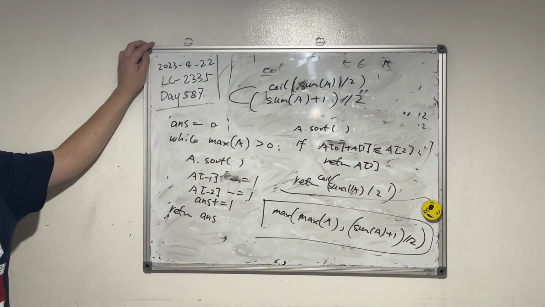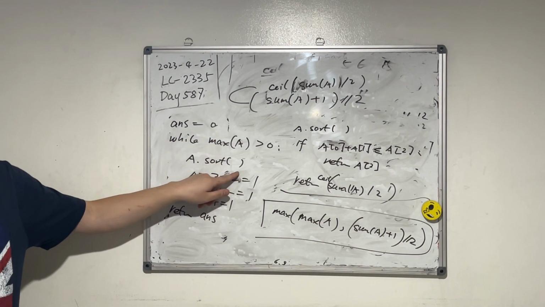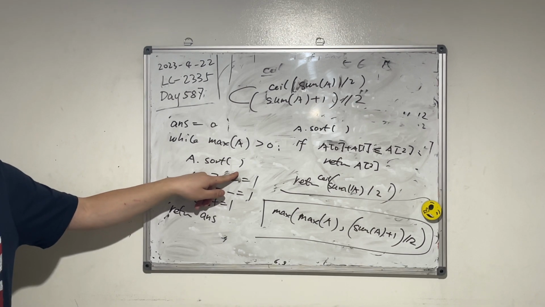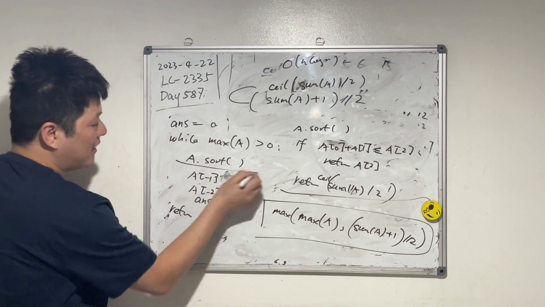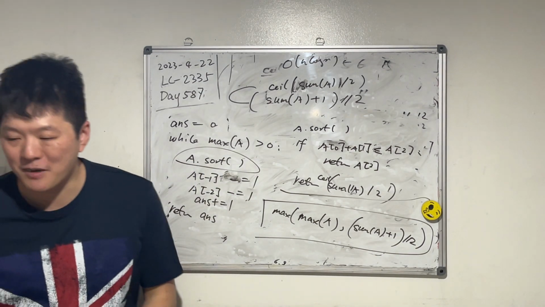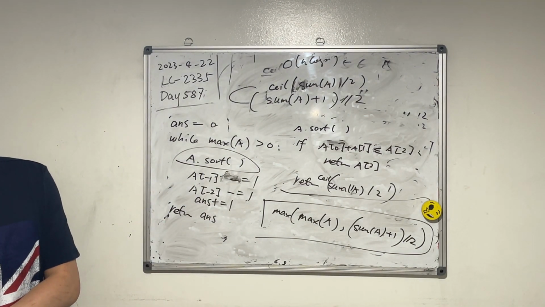If you look at this, O of max A, right? The sorting is usually O of n log n, right? But A has only 3 numbers. Sorting 3 numbers, what's the time complexity? I have 3 numbers.